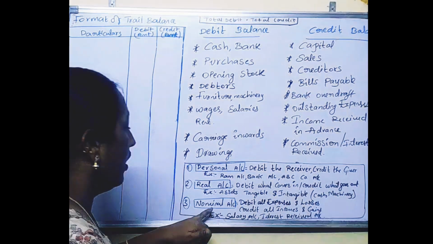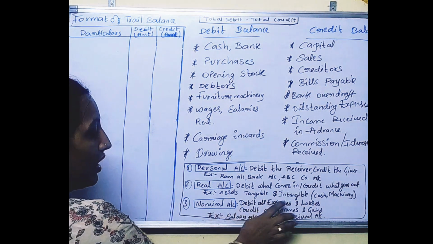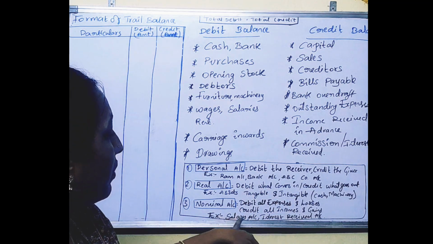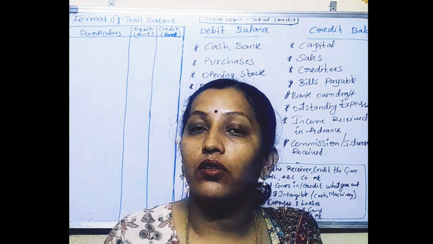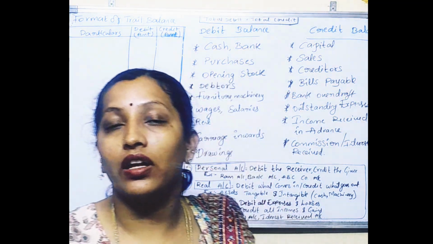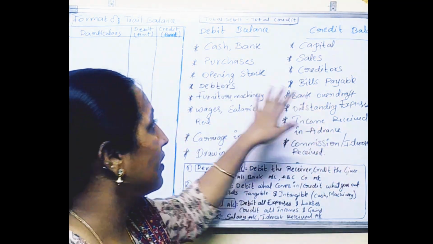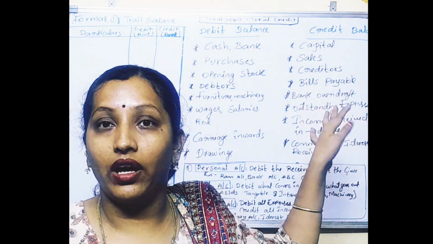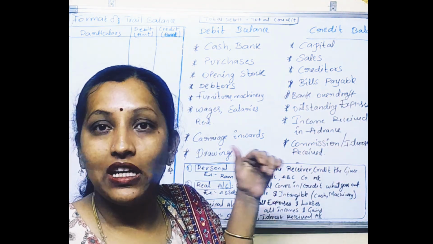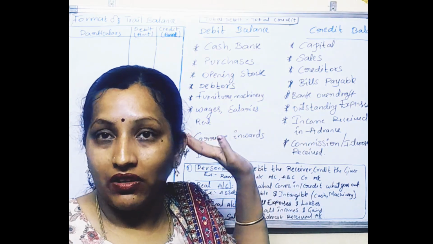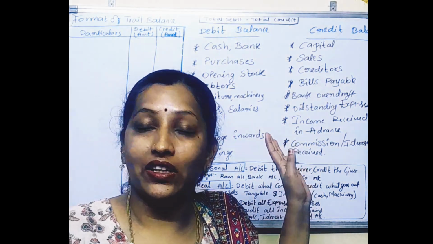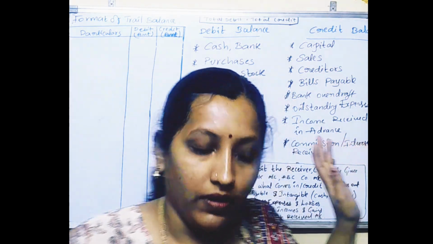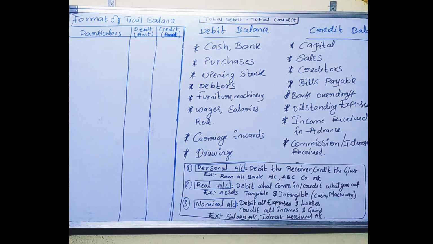Now let's discuss the nominal account. In a nominal account, debit all expenses and losses, credit all incomes and gains. Examples are salary account, interest received account, and so on. These are the three golden rules, and these are our trial balance entries. By reading this, if we enter the statements in the trial balance, it is easy for us while solving the problems. Let's start.